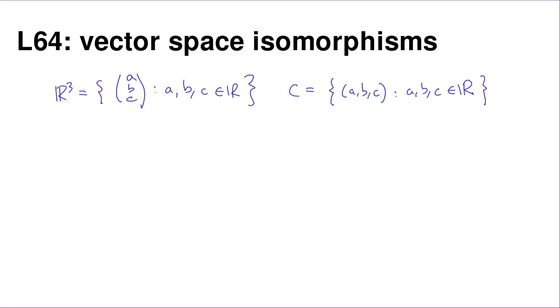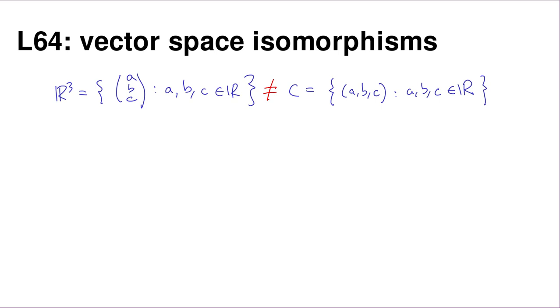Let's consider the two vector spaces, R cubed, which is the space of all height 3 column vectors whose entries come from the real numbers R, and C, which is the space of all width 3 row vectors whose entries come from R. Of course, these things are not equal. One of them consists of column vectors, the other of row vectors. Those things are different. But they are very closely related.